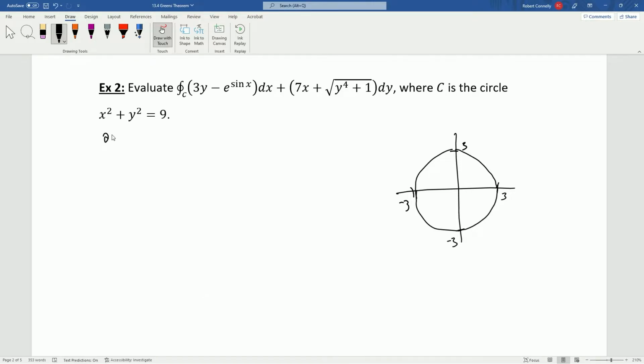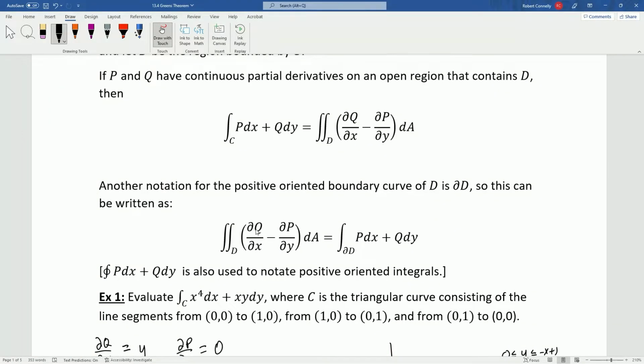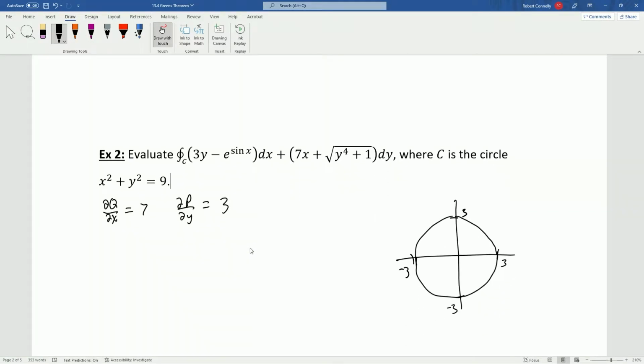Okay, so first we need to know, what does dQ/dx look like? That's just going to be 7. And what does dP/dy look like? That's just going to be 3. And so what do we want to do then? We want to integrate dQ/dx minus dP/dy over this region. So my line integral here is really going to be the double integral over the region of 7 minus 3 dA.